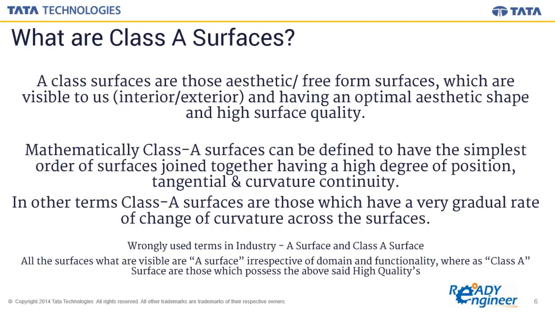I'll give you an example. Look at the bonnet, the fender, bumpers, and all these parts of the car. These are class A surfaces. The moment you lift up the bonnet and see the interior of the car, those are not class A surfaces. The idea of those surfaces is not to provide aesthetic appeal, but to add rigidity to the car. So this is the main difference between class A surfaces and non-class A surfaces.